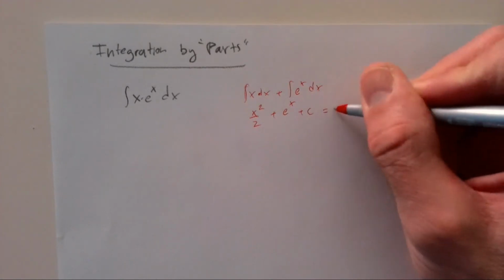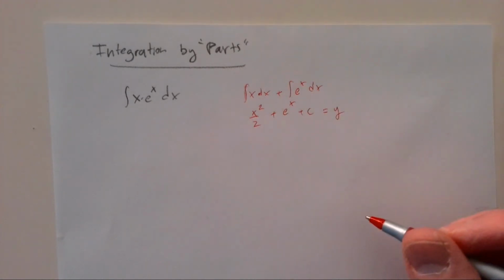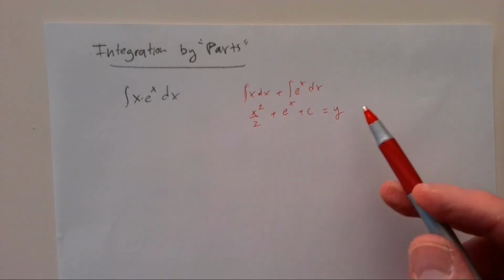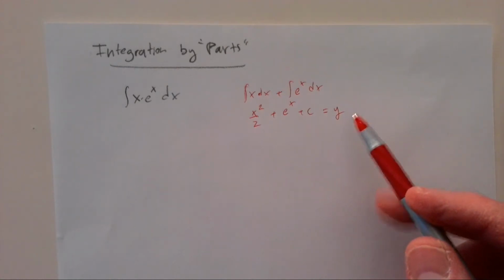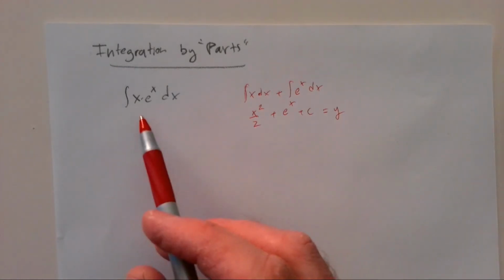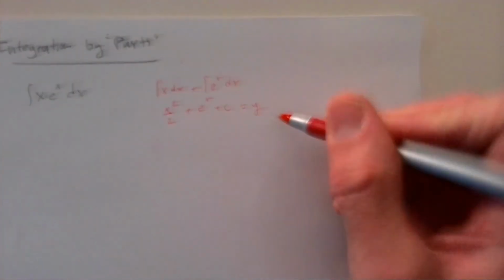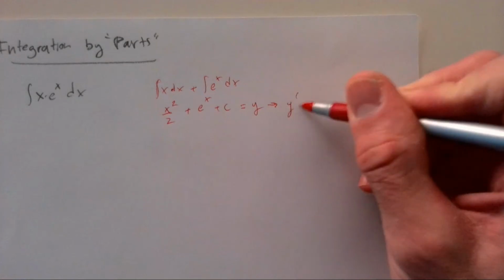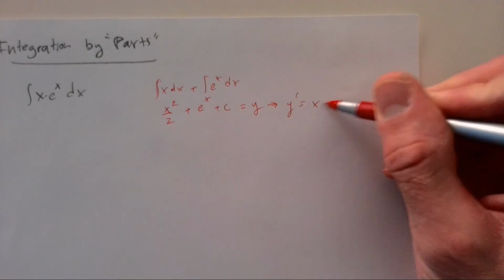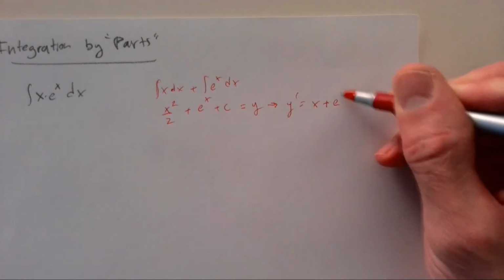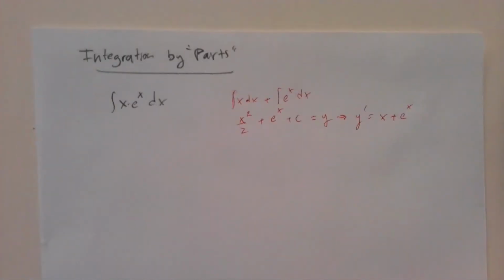So I'll call that y. Now if you want to double check if you're right, you can always take the derivative of your answer, and if you get the same thing back, awesome, you are correct. However, with a really quick check here, we're going to see, what's x plus e to the x. Yikes, that's not going to work.